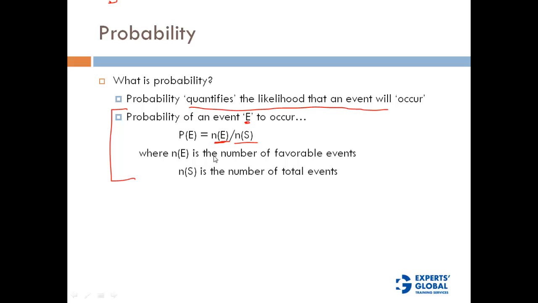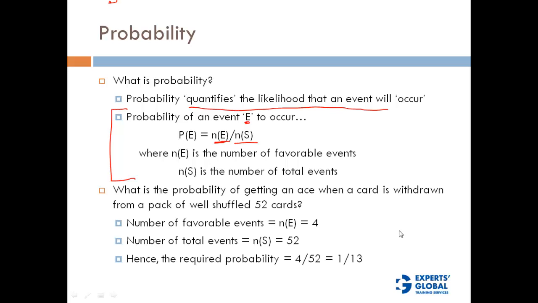Right, let's look at an example. What is the probability of getting one ace when a card is withdrawn from a pack of well shuffled 52 cards? So what are we looking for? We need an ace. How many aces do we have? We have 4 aces in a pack, right? So this is the number of favorable events. That means we actually find an ace.